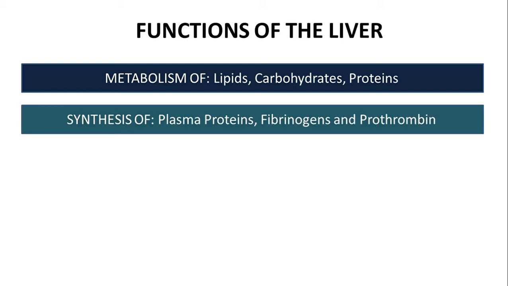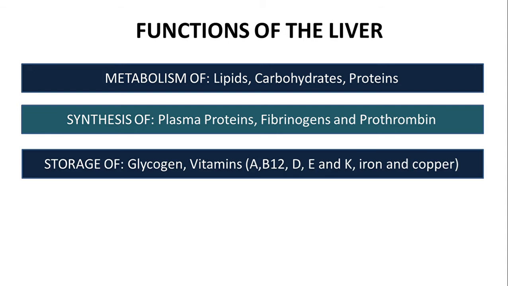Then you have synthesis of plasma proteins, fibrinogens, and prothrombin. So these are important. Plasma proteins are found in the liquid component of blood, and fibrinogen and prothrombin are important for the function of blood clotting. Storage of glycogen and various vitamins and minerals. So glycogen is actually the stored form of glucose. So glucose can be stored in your liver as glycogen, and if the body needs glucose again, glycogen can go back to its form of glucose and circulate inside the body.